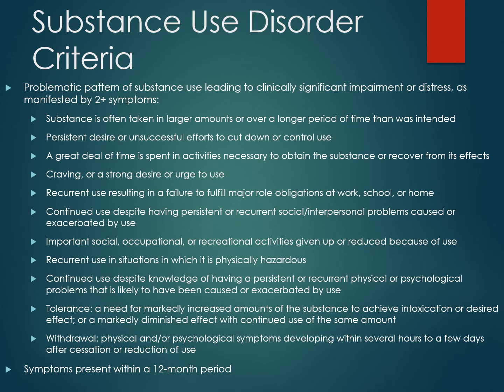The ninth criterion is that the individual experiences physical or psychological problems stemming from their use, and they are aware of this, but they keep using anyway. So it's not just that they have these problems, it's that they don't stop using in response to developing these problems. So this would be someone who maybe has become extremely depressed from their heavy alcohol use, but that doesn't stop them from drinking. Or someone who develops emphysema from smoking cigarettes, but they keep smoking anyway.